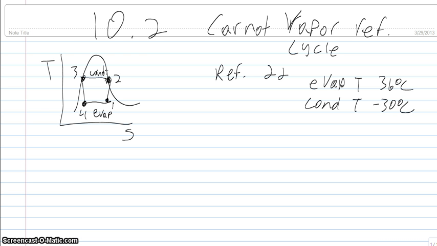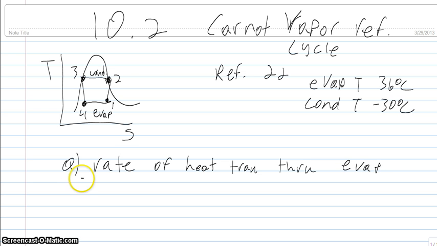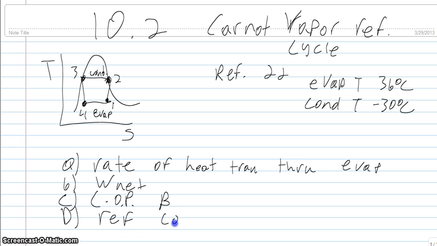Alright, so the things that we're going to do today, we're going to find the rate of heat transfer through the evaporator. We're going to find the net work, the coefficient of performance, beta, and the refrigeration capacity in tons.